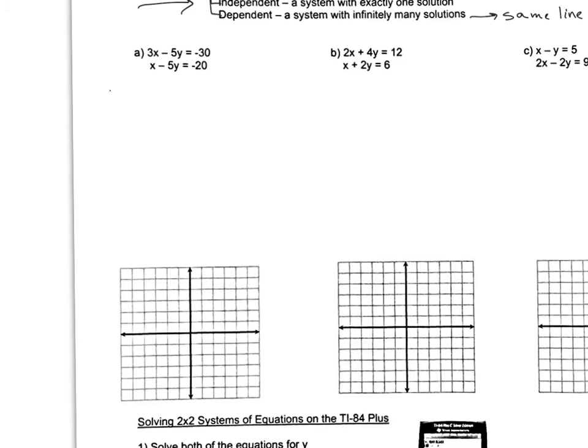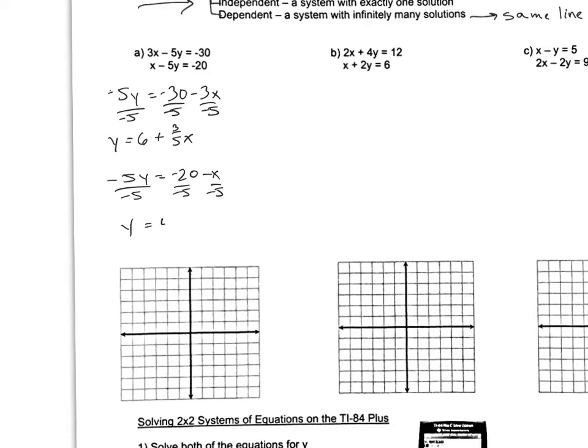So let's take this top line and get y by itself. We have negative 5y equals negative 30 minus 3x, and then divide by negative 5. So the line is y equals 6 plus 3/5 x. Second line, I'm going to move the x over first. We have negative 5y equals negative 20 minus x, and we'll divide everything by negative 5. Pay attention to your signs, so we get y equals 4, since two negatives make a positive, plus 1/5 x.